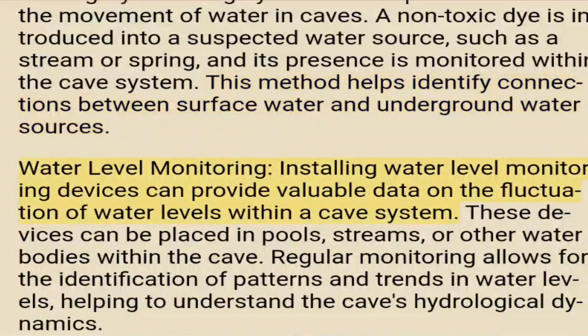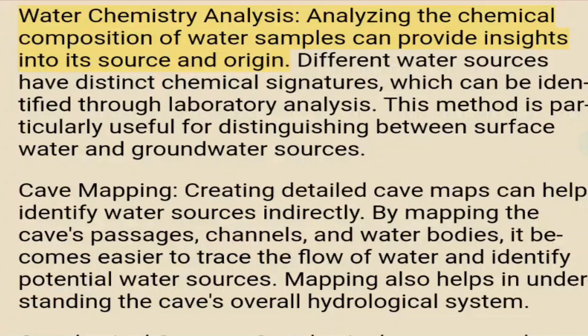Water level monitoring. Installing water level monitoring devices can provide valuable data on the fluctuation of water levels within a cave system. These devices can be placed in pools, streams, or other water bodies within the cave. Regular monitoring allows for the identification of patterns and trends in water levels, helping to understand the cave's hydrological dynamics. Water chemistry analysis. Analyzing the chemical composition of water samples can provide insights into its source and origin. Different water sources have distinct chemical signatures, which can be identified through laboratory analysis. This method is particularly useful for distinguishing between surface water and groundwater sources.